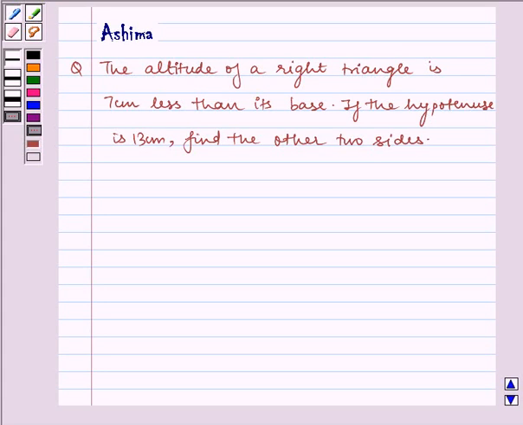Let us understand the following problem today. Altitude of a right triangle is 7 cm less than its base. If the hypotenuse is 13 cm, find the other two sides. First of all, let us understand the key idea.